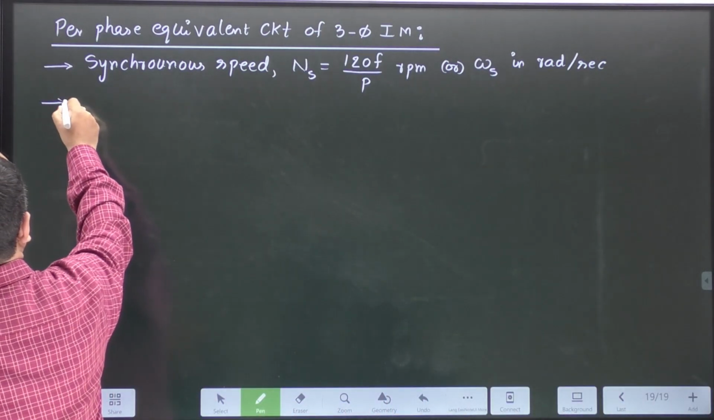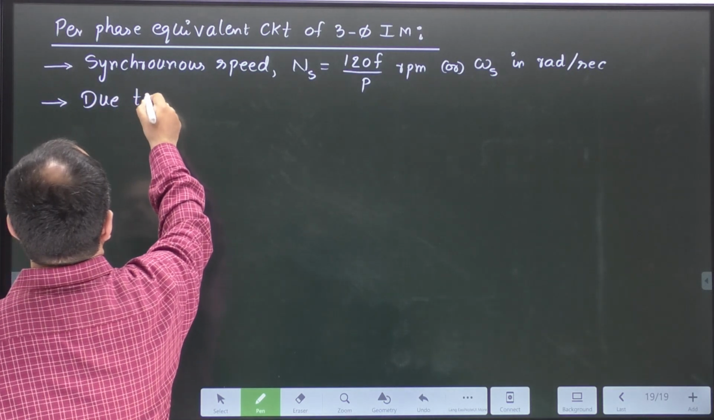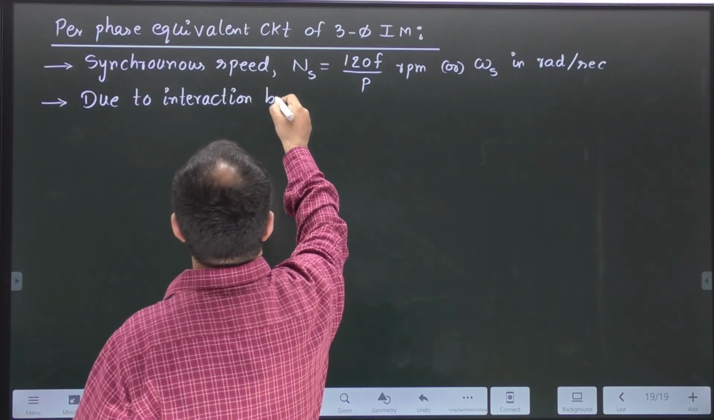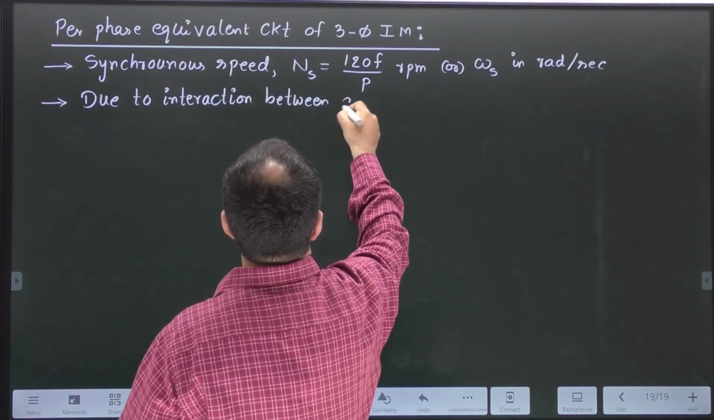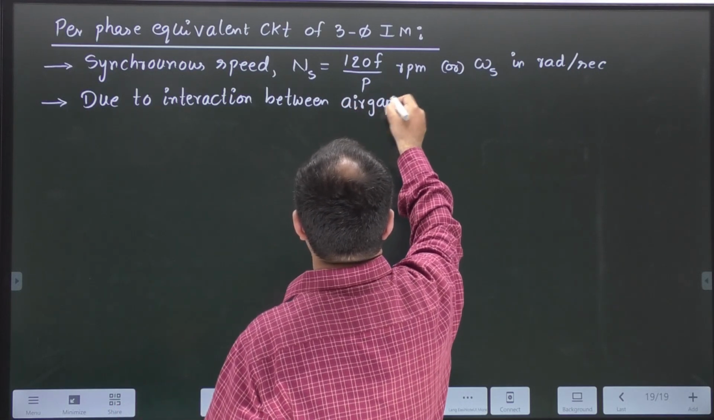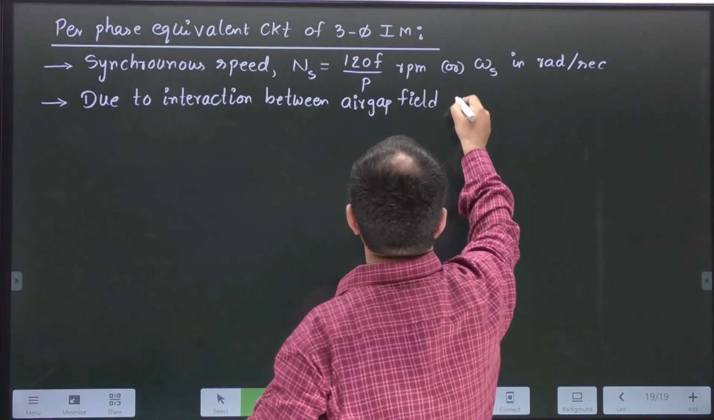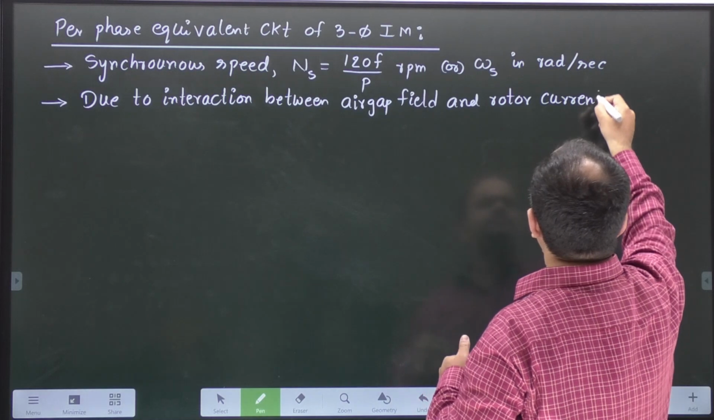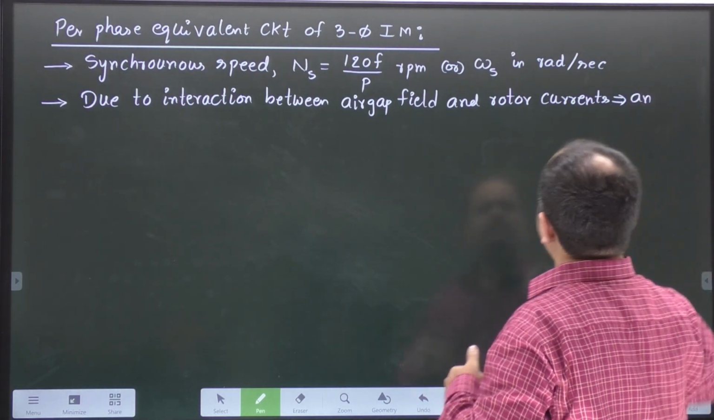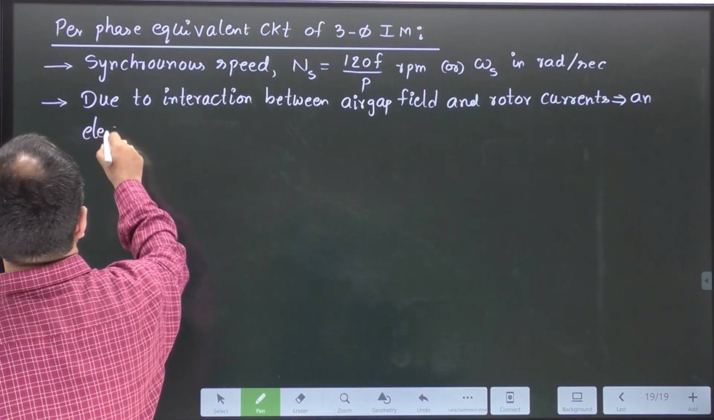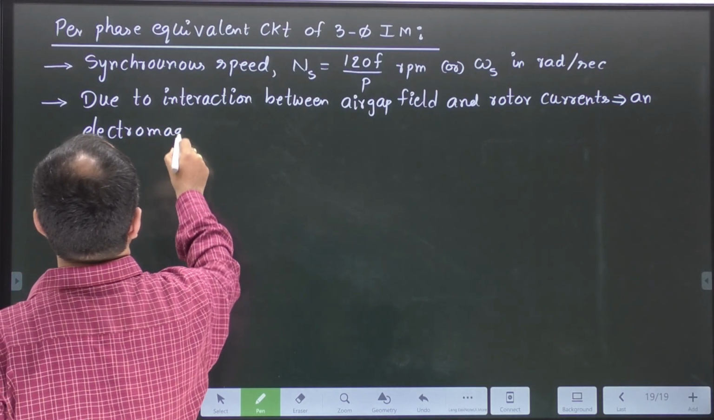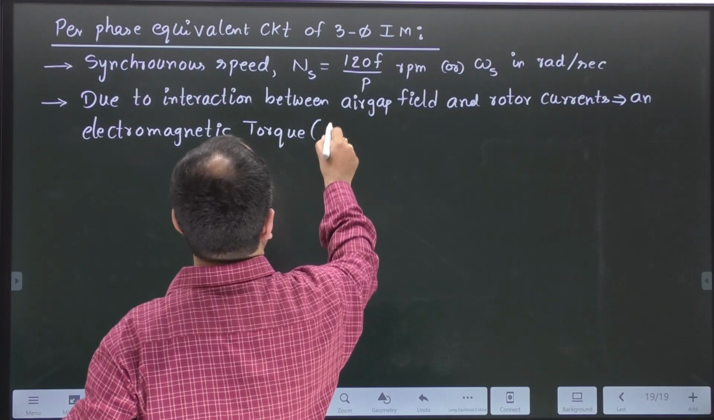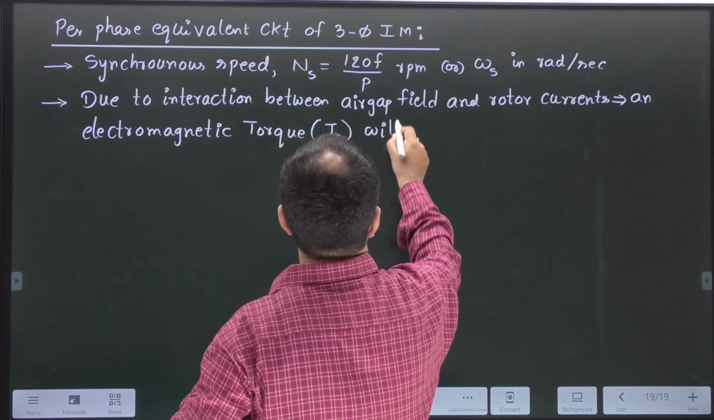Let me write down this statement here. Due to interaction between air gap field and rotor currents, an electromagnetic torque TE will produce.